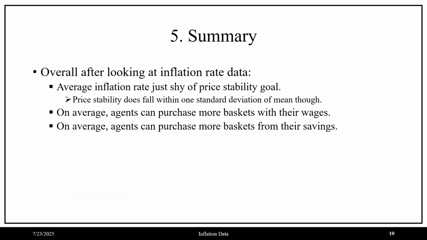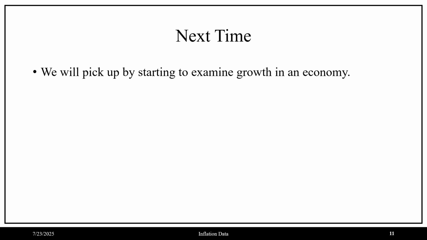Okay, so what have we learned? After looking at inflation rate data, on average, the inflation rate is just shy of the price stability goal. However, it does get satisfied if we allow for one standard deviation of the mean in terms of our price stability data. What about in terms of agent purchasing capability? How are prices changing compared to income and savings changes in the economy? Where for savings changes, we're looking at interest rates. On average, it seems like agents can purchase more baskets with their wages. We have a positive on average real wage growth rate, and we have a positive on average real interest rate. So agents can also purchase more baskets from their savings. Okay. So with all this in mind, where we'll pick up next time is we'll start looking at growth in an economy.